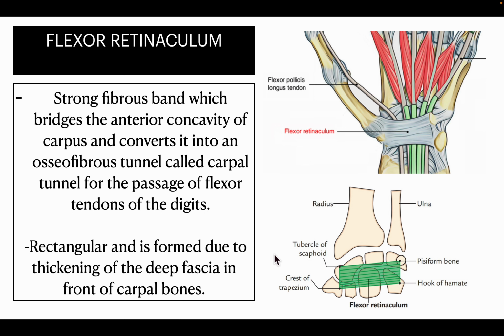We can see here in the diagram it is rectangular and formed due to thickening of the deep fascia in front of the carpal bones.